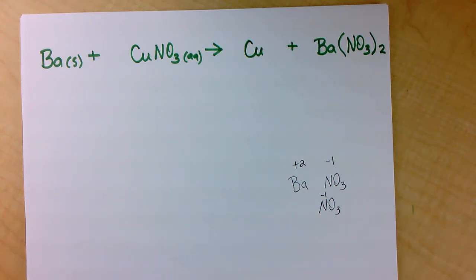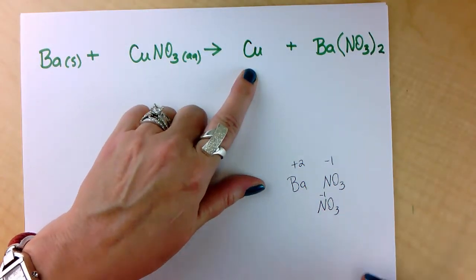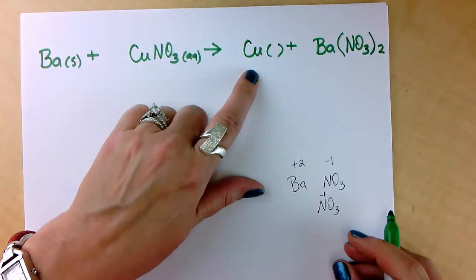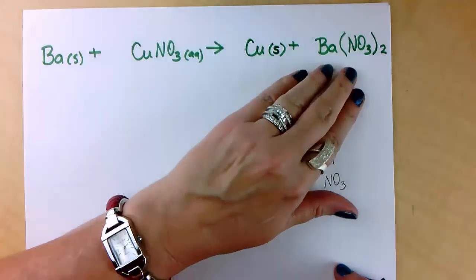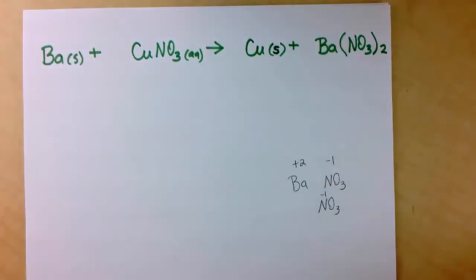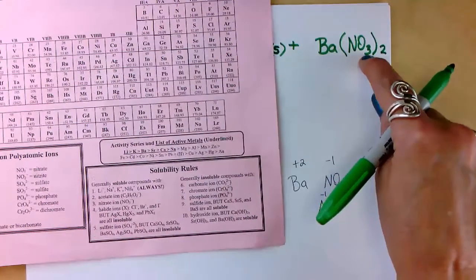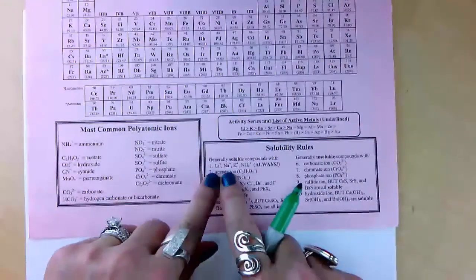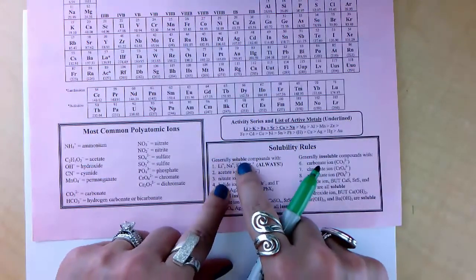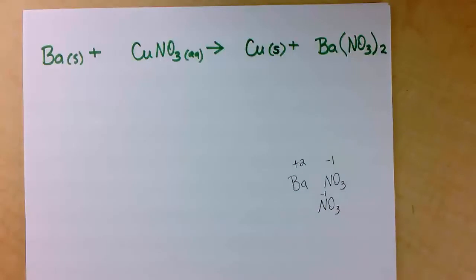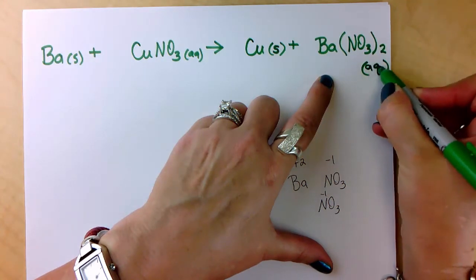What's next? Well, we need to figure out the states of our products. Copper is an element. Elements, we're supposed to know if they are solid, liquid, or gas. What is copper? You probably know copper. We make jewelry out of it and pipes. It is a solid. Barium nitrate's not an element. It's a compound. For compounds, we look at our solubility rules. So we're looking for barium or nitrate, whichever one we come to first. Rule number 1 doesn't have barium or nitrate. Neither does rule number 2. But rule number 3 is nitrate, and it's on the soluble side. So because that's the first rule we came to, barium nitrate is in fact soluble. Soluble gets an AQ for aqueous.